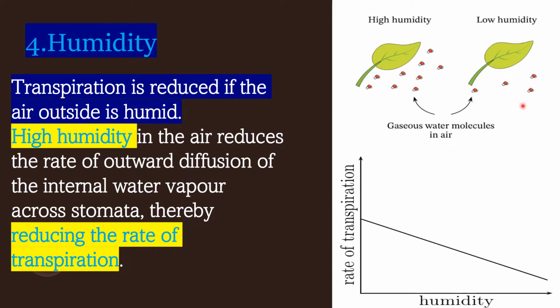In the case of low humidity, the water content present in the atmosphere is very less. Then in a low humid condition, the rate of transpiration increases. In a high humid condition, the rate of transpiration decreases. That's why we can say humidity is always inversely proportional to the rate of transpiration. High humidity in the air reduces the rate of outward diffusion of internal water vapor across stomata, thereby reducing the rate of transpiration.